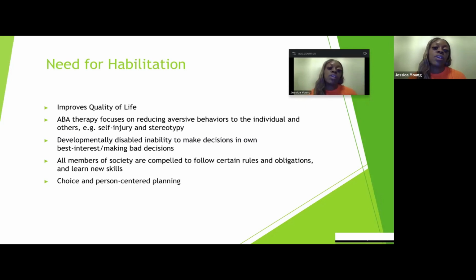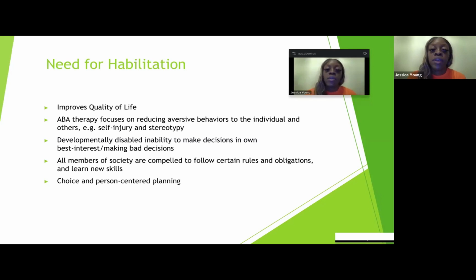The fourth key point is everyone in the society learns rules and skills. All members of the society, regardless of ability, must follow rules, acquire new skills, and adapt to social expectations. Habilitation simply ensures that individuals with disabilities receive the same opportunities to learn the skills they need to thrive.